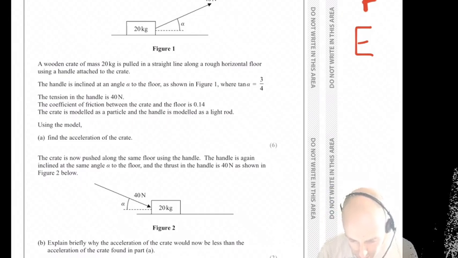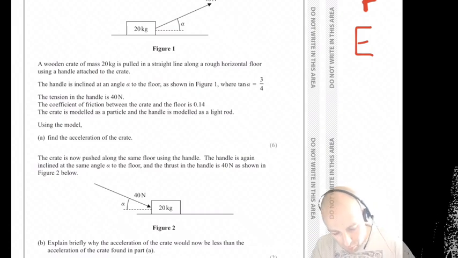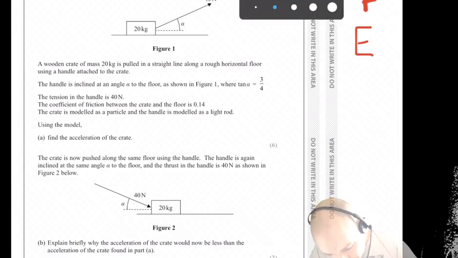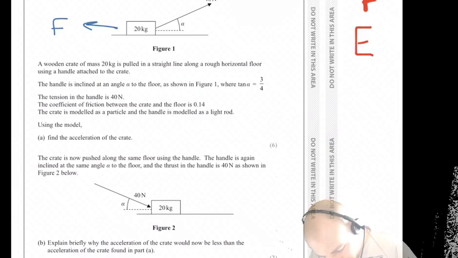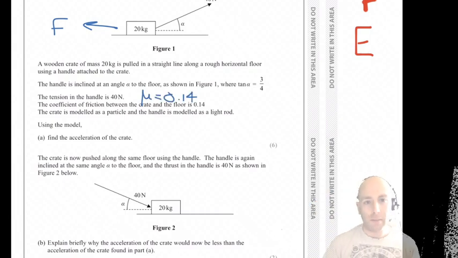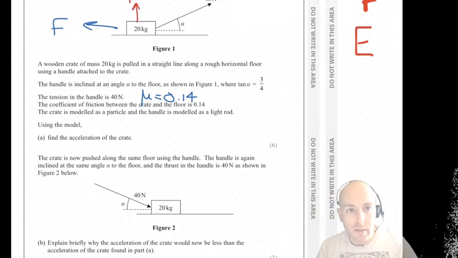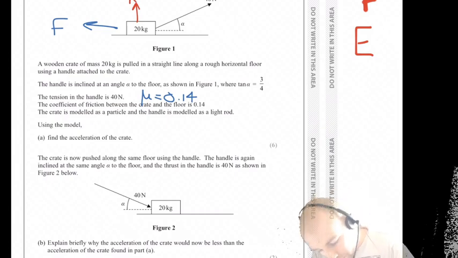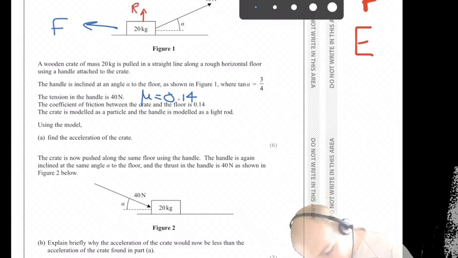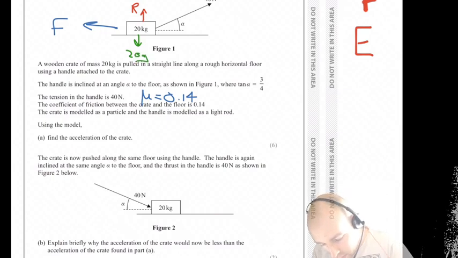So we have a crate of mass 20 pulled along a straight line. The handle is inclined at the angle there. Tension 40. Coefficient of friction 0.14. So we're going to have some friction. Let's add some stuff to this diagram first of all. Friction there. Then we know mu is 0.14. We want to find the acceleration of the crate. So first of all, we need to resolve vertically to find the reaction force. Let's make that a bit smaller so you guys can see it. And we're also going to have 20g down. So that's all our forces acting on this crate.